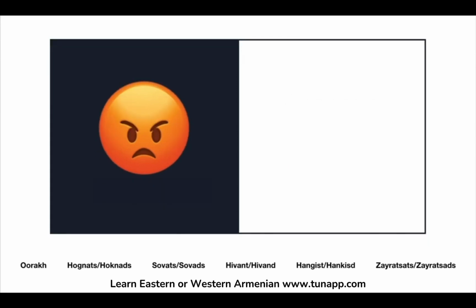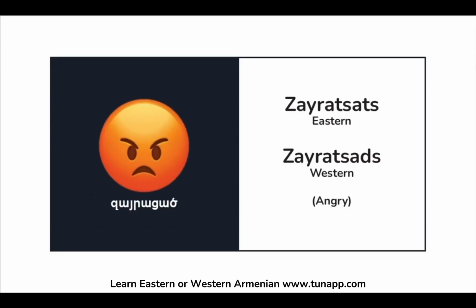Okay, let's test your memory. Have a look at the words on the bottom of the screen. Which one of those matches with the image that we can see on the left? Urach, hoknats, sovats, hivant, hangist, or zaratsats? Which word here means angry? Zaratsats or zaratsads. Well done. Angry.